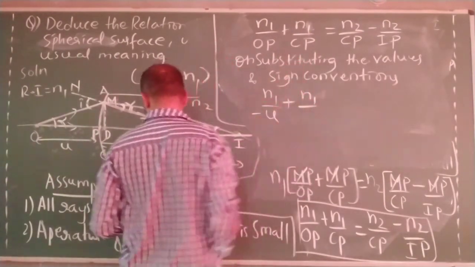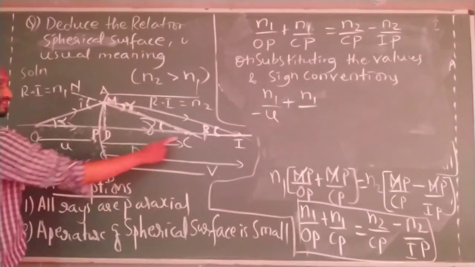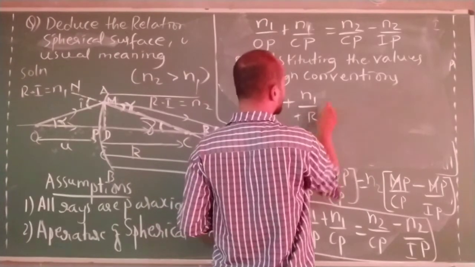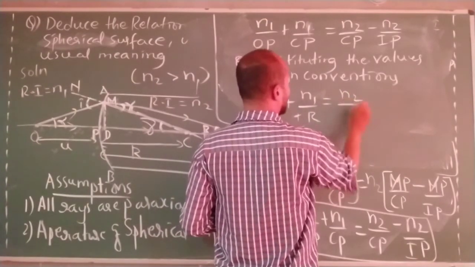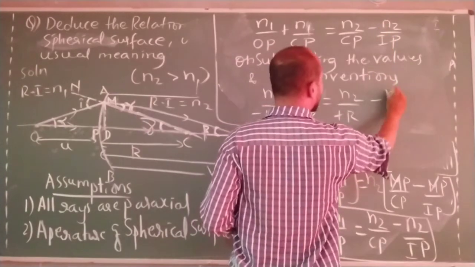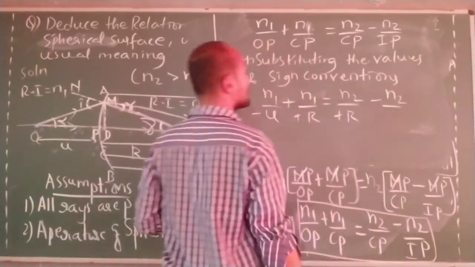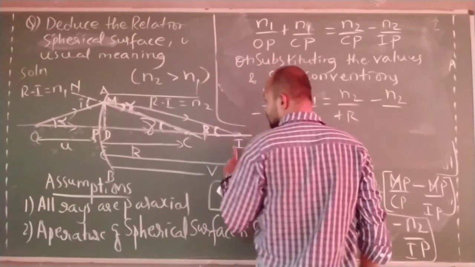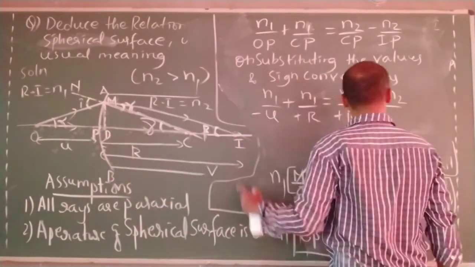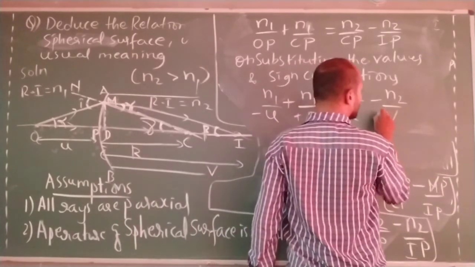Plus N1 divided by, what is CP? This is C, this is P, that is plus R. N2 divided by plus R, minus N2 divided by IP. From this point to this point is the image distance, plus V.